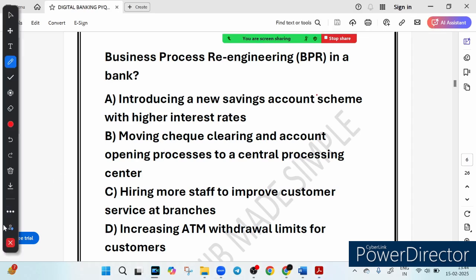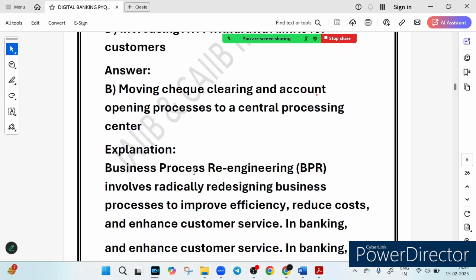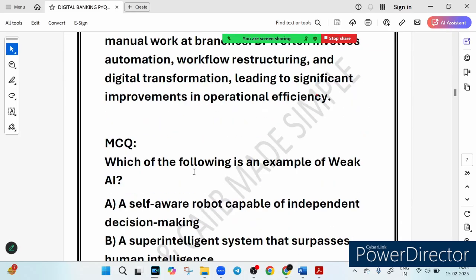So friends, I hope the concept of BPR is clear now, right? So BPR in banking helps improve speed, reduce manual work and enhance customer experience. So these are the benefits of having BPR, right? Now let's move to the next question.